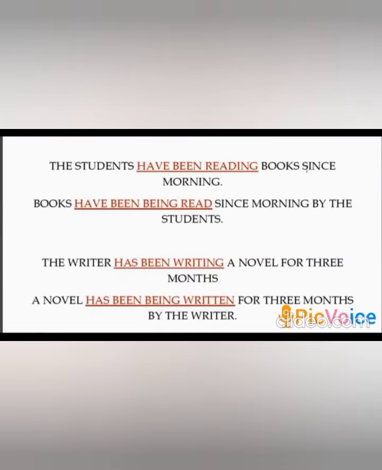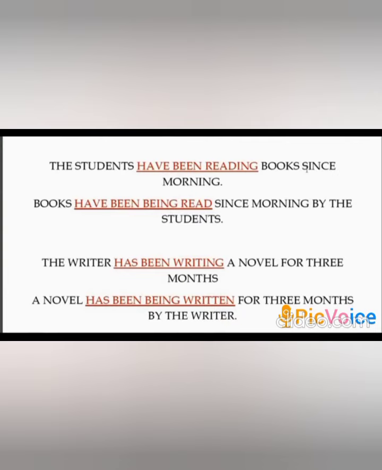The students have been reading books since morning. This sentence can be transformed into passive voice. Books is the object in the sentence, so it has become the subject. Books have, because books is plural, we are using have here. Then been, being, because it is continuous tense, the form of the verb is given as main verb. So we are adding being. Read is the V3 form of the verb read. Then the students have become by the students.